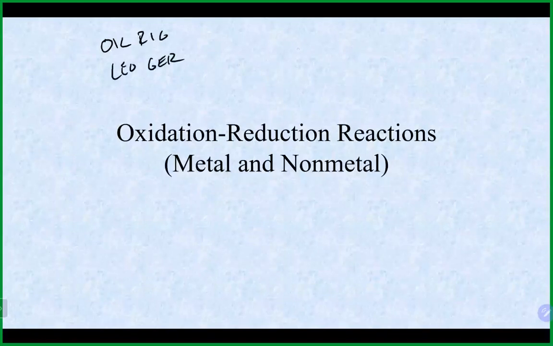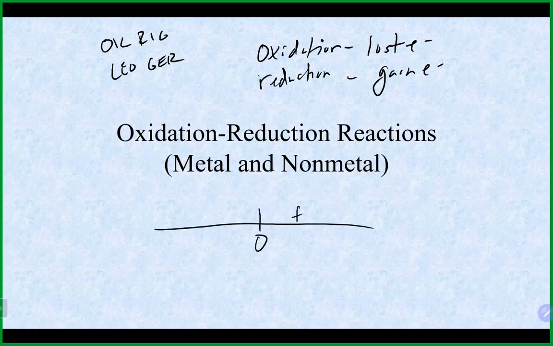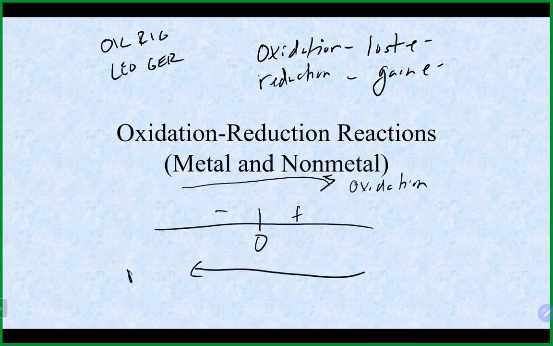As we talked about earlier, something goes through oxidation: it has lost electrons and becomes more positive. Something goes through reduction: it has gained electrons and becomes more negative. And again, you can use that number line to help you out. Becoming more positive is oxidation, and becoming more negative is reduction.